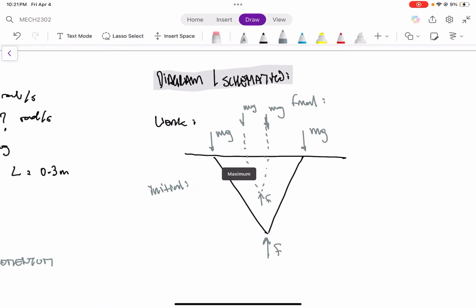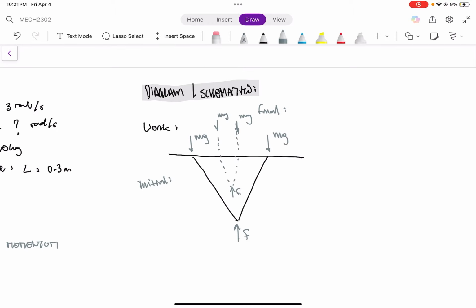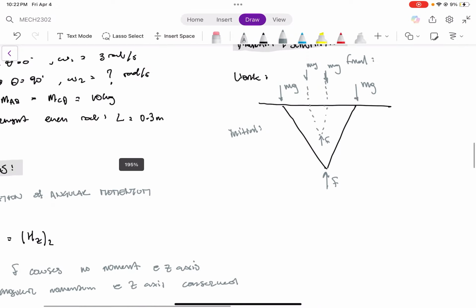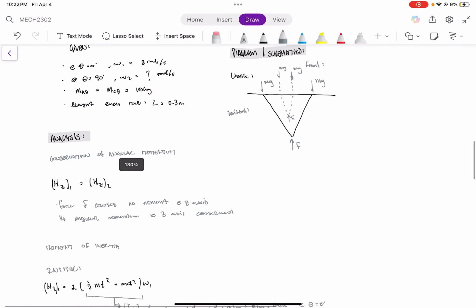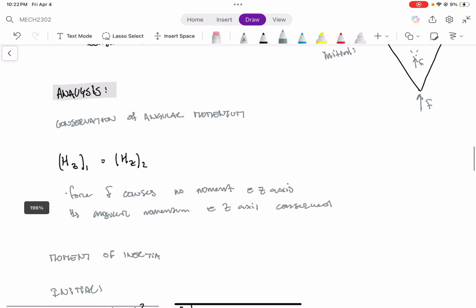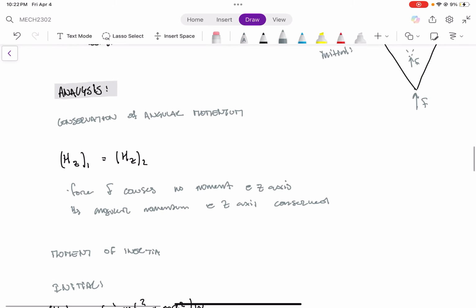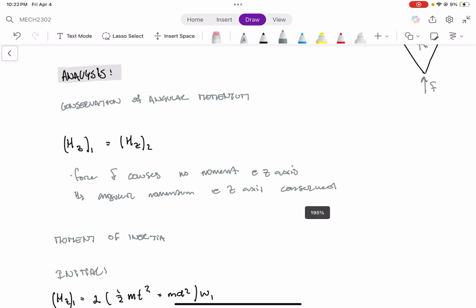Here is a diagram where I have the initial forces and then the final forces and all the forces acting on the object. At first we need to use the conservation of angular momentum, where there's no moment about the z-axis, meaning that the angular momentum about the z-axis is conserved.